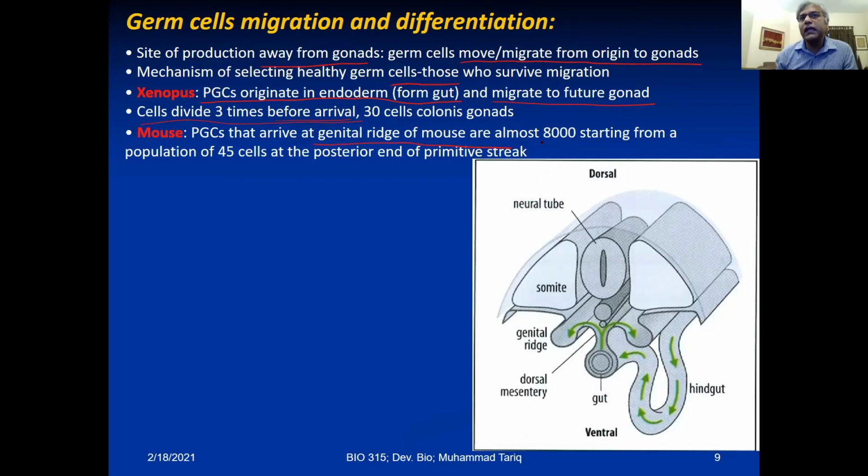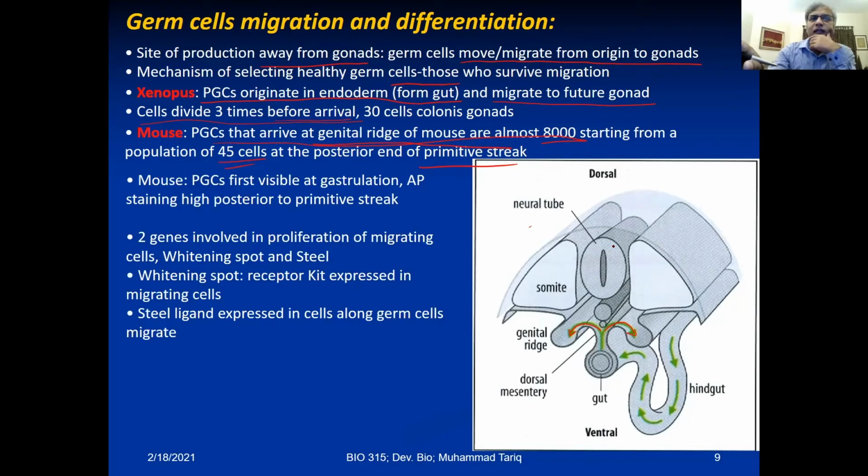and there are almost 8,000 of them which arrive there, and they start from a colony of 45 cells at the time when the primitive streak is formed. These cells migrate into what we know as the genital ridge. And this movement is very interesting. So there are two genes involved in their proliferation and migration in this genital ridge before they eventually arrive at their destination.